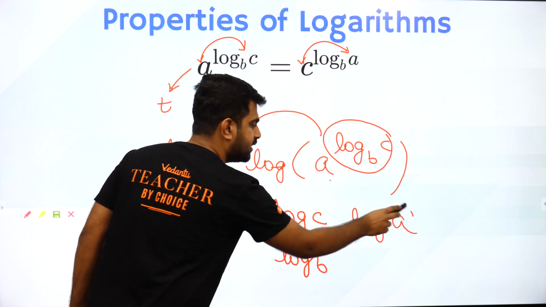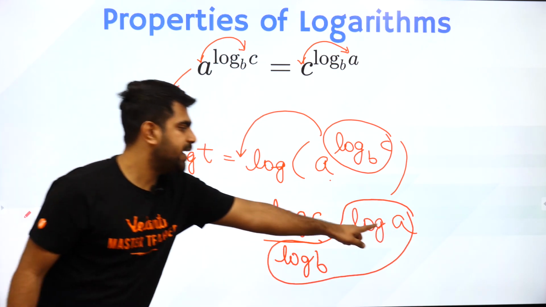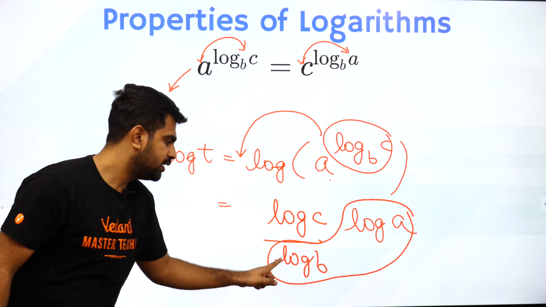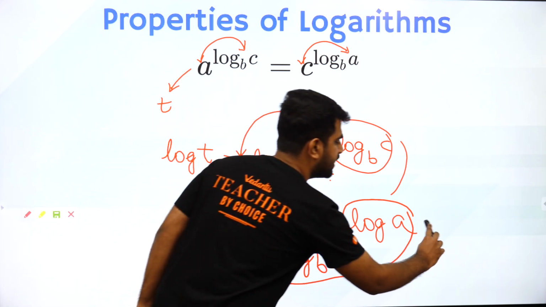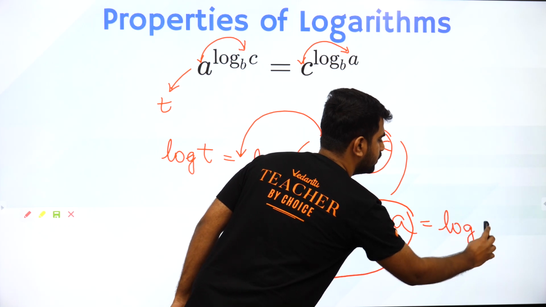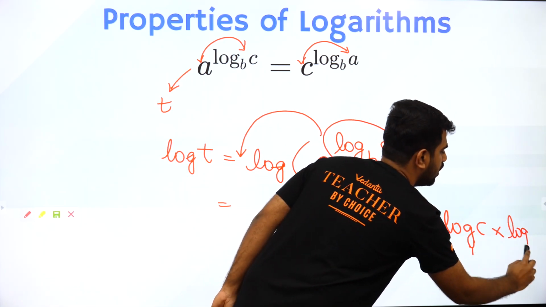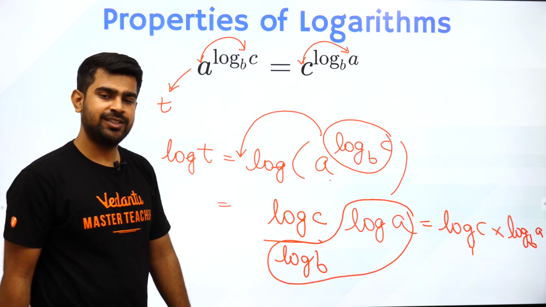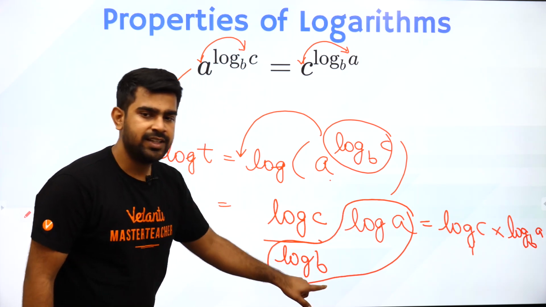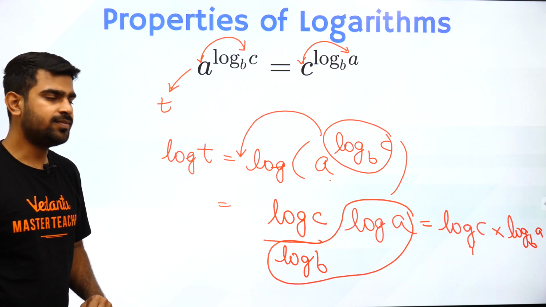And can I combine these two? What is log a to the base something divided by log b to the same base? That can be clubbed together as log c is already there, multiplied by log of a base b. So these two I clubbed and made it log a base b. That is super awesome.